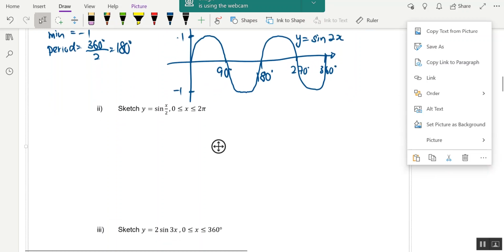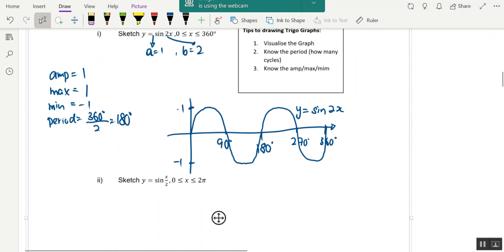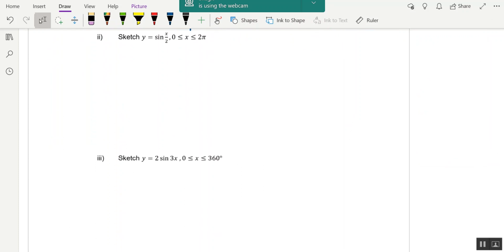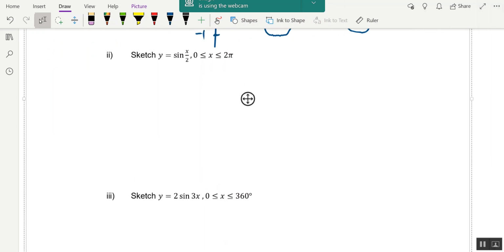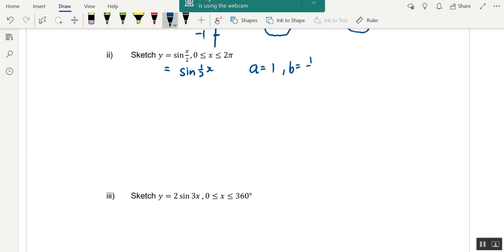Next, y equals sine x over 2. Sine x over 2 is the same as sine half x, which means in this case, always write down a equals 1 again, b equals half. Amplitude is equal to 1, the number that is in front of the sine. Maximum is equal to 1, minimum is equal to -1, period is equal to 2 pi divided by half.